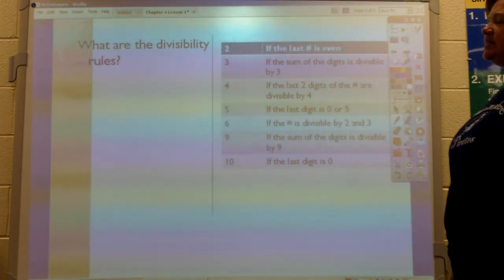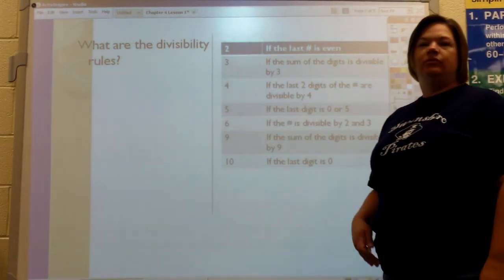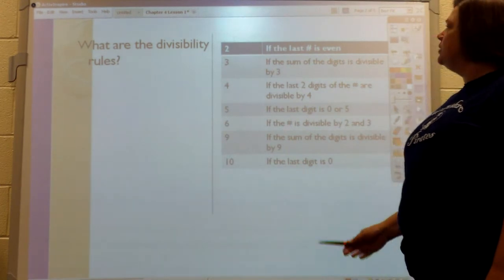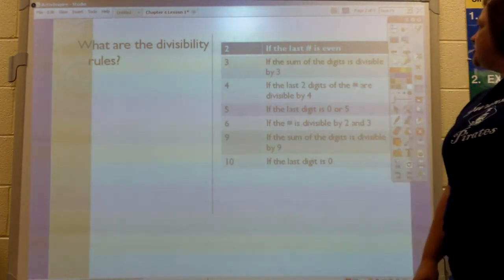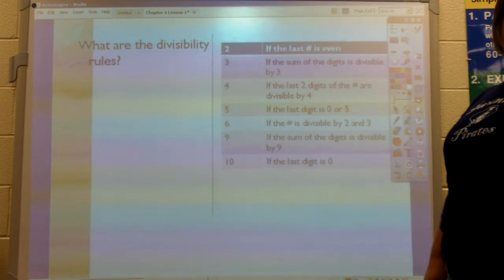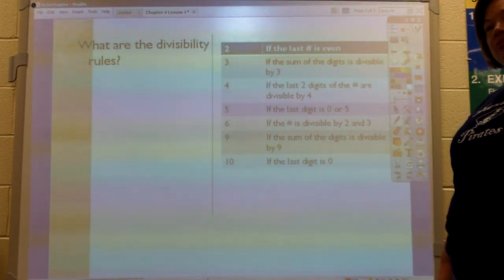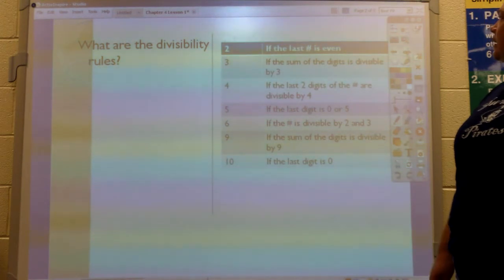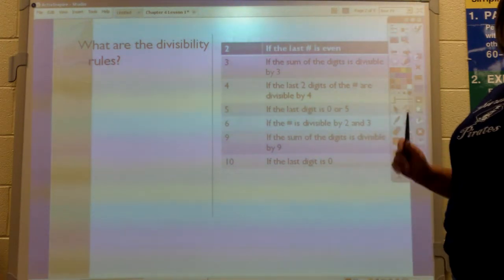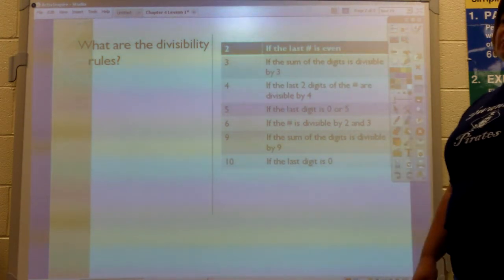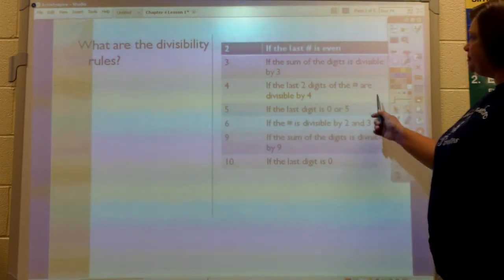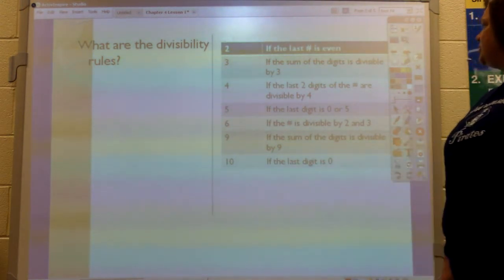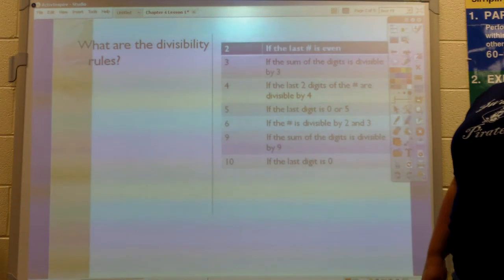So 2: if the last digit is even, it is divisible by 2. 3: if the sum of the digits is divisible by 3. That just means if you add the digits together, like 39, you would add 3 plus 9, and if 9 is divisible by 3, then 39 is divisible by 3. 4: if the last two digits of the number are divisible by 4.